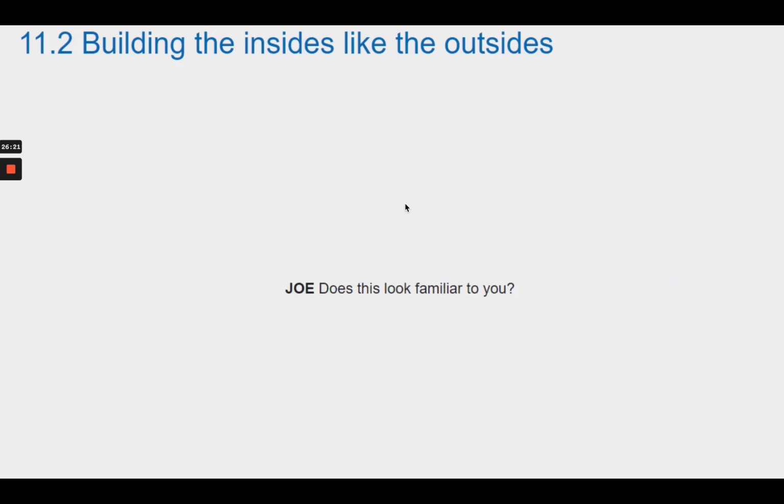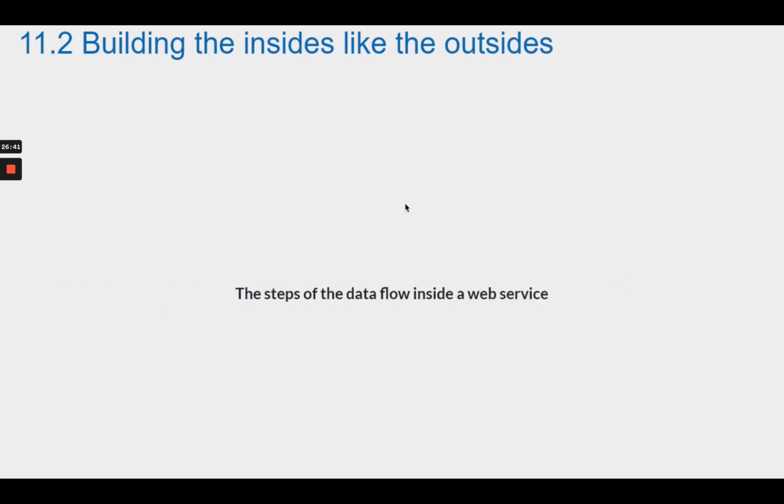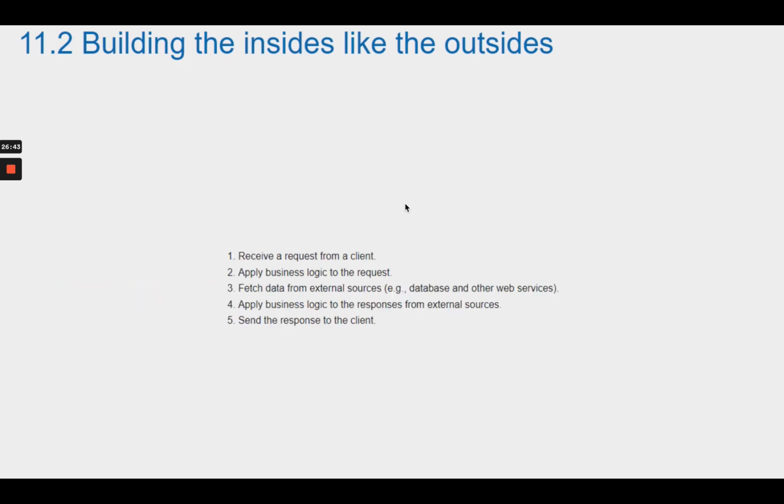Joe: Does this look familiar to you? Theo: Of course. Joe: Can you show me, roughly, the steps in the data flow of a web service? Theo: Sure. Theo moves closer to the whiteboard. He writes a list of steps, see the sidebar, near the architecture diagram. The steps of the data flow inside a web service.